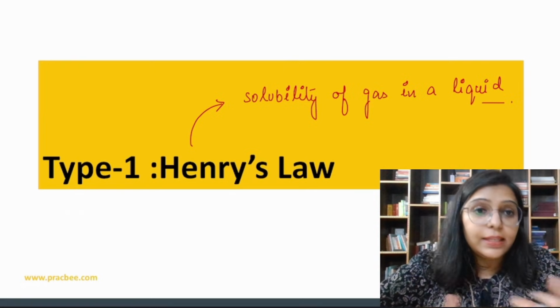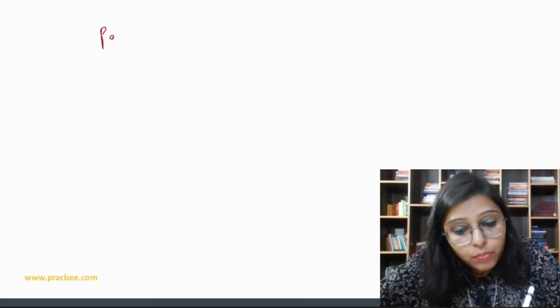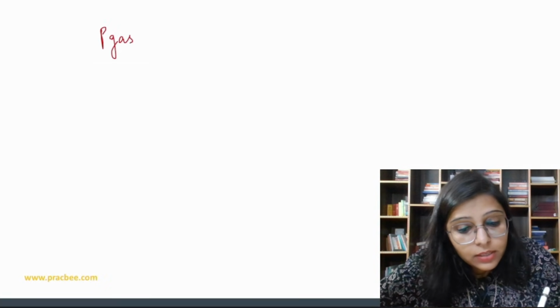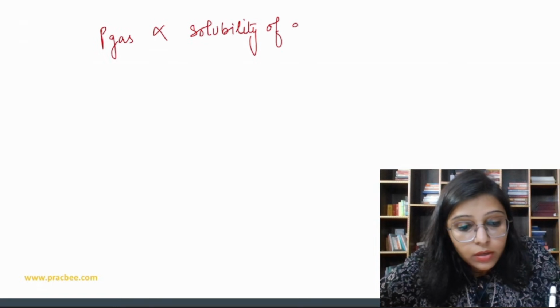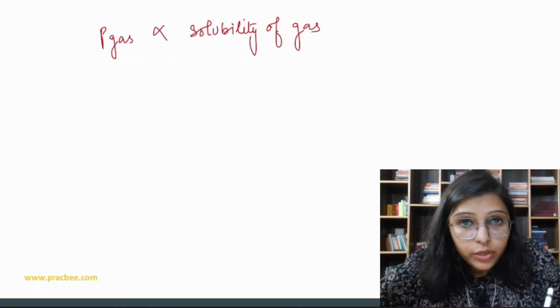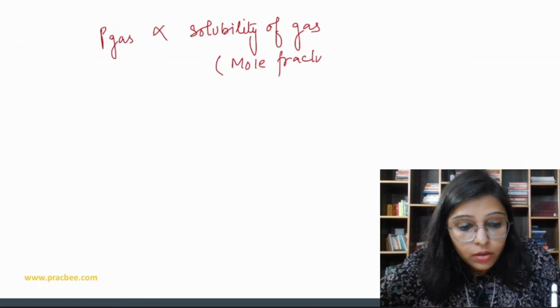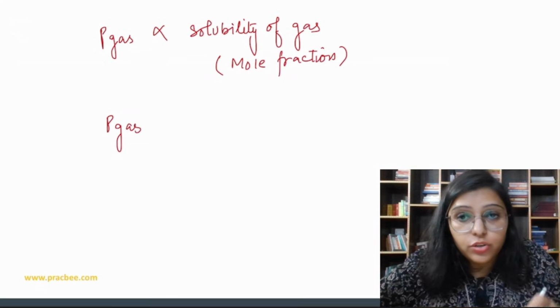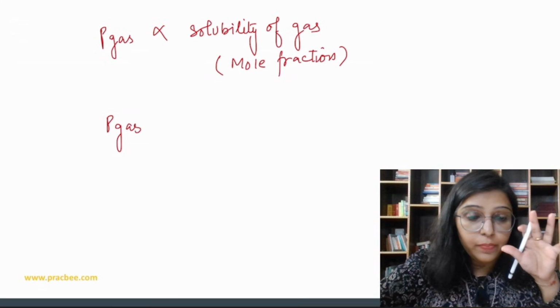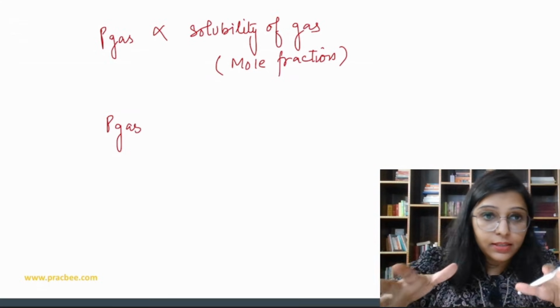Okay, so we know that gases are highly compressible. So if you apply more pressure on a gas, that is directly proportional to the solubility of the gas. Now solubility of gas we are going to write in terms of mole fraction. Okay, so we can say partial pressure of gas, or we have a gas, right?